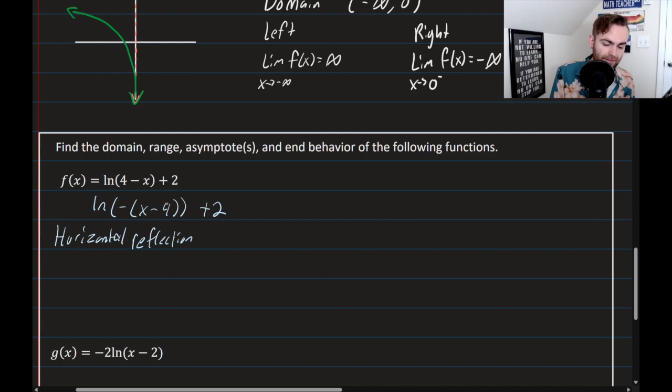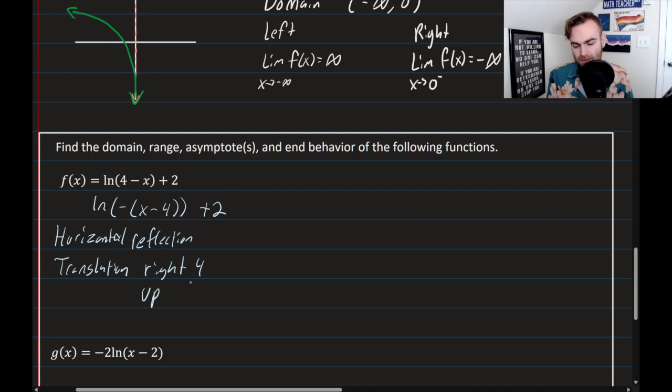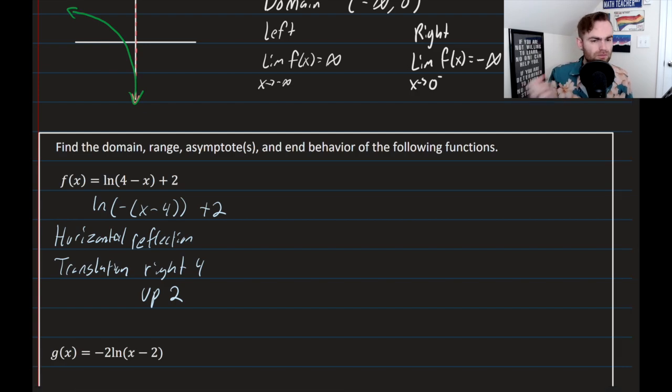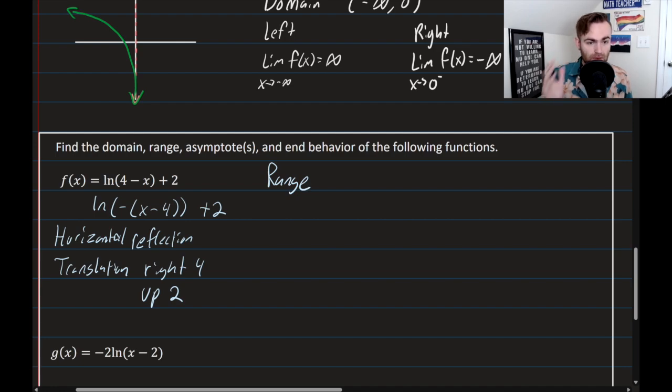We have a translation. We actually have two. We have one where we're going right 4, and then we're going up 2. So not bad, 3 transformations. So domain and range. Range is always the easiest one to start with. Range, the range of a logarithm, is going to be negative infinity to positive infinity because it doesn't matter what we do to it. It's going to end up being the same.